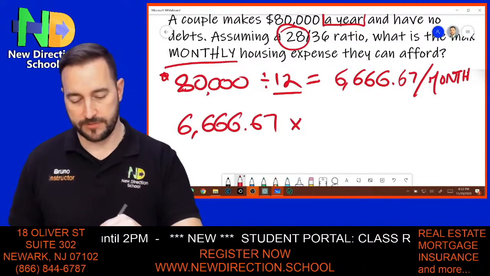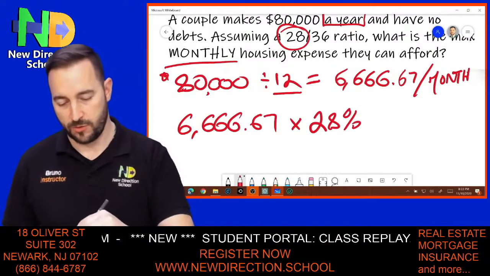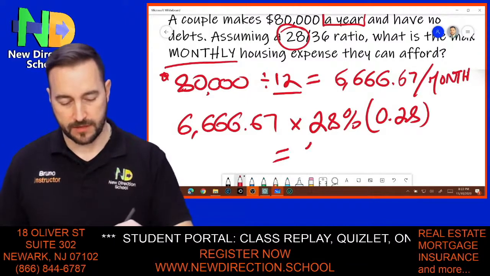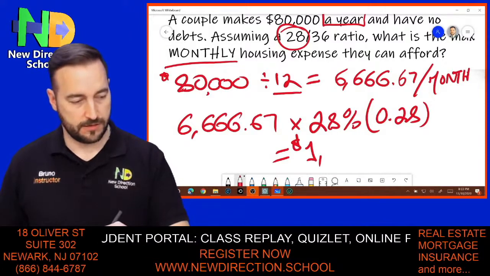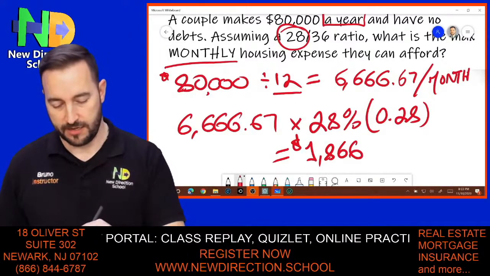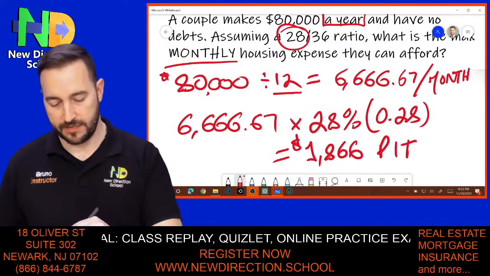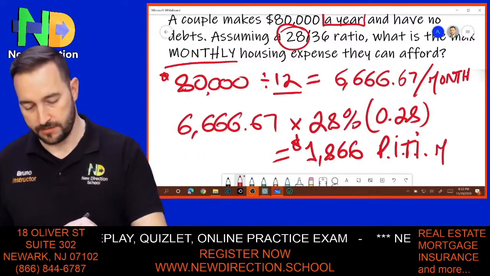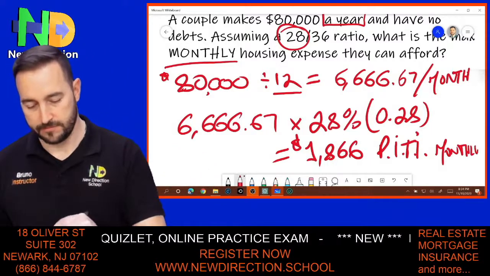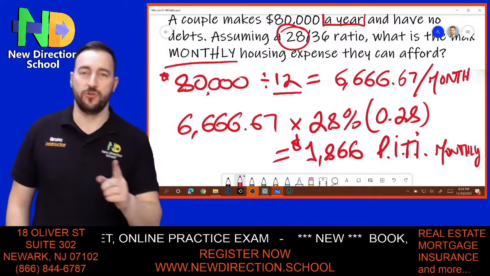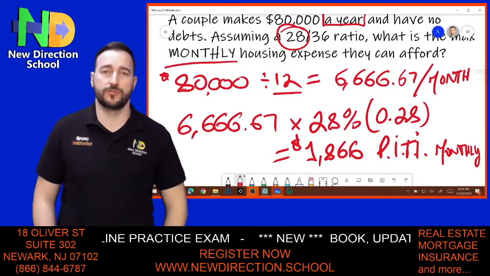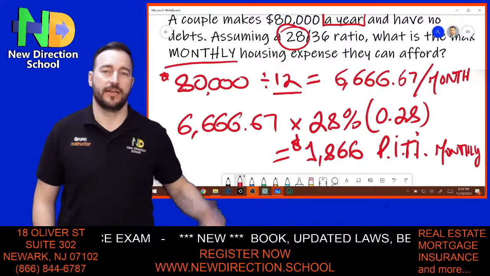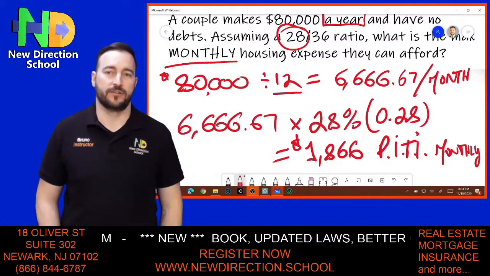6,666.67 times 28% or 0.28, right? And this equals 1,866. That's the maximum monthly that they can afford. So if you as a couple make $80,000 a year gross, this is the maximum that you can afford if you go for a bank that gives you a 28% qualifying ratio. Okay.